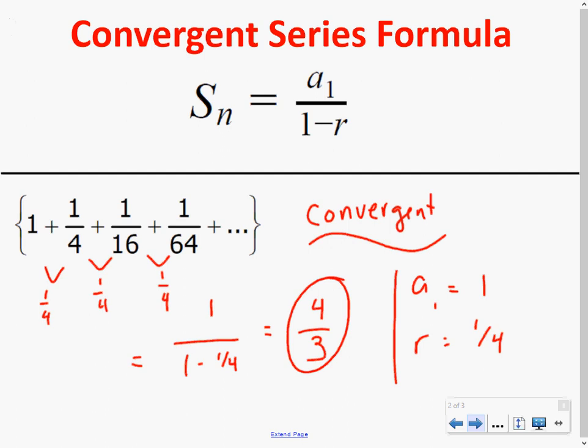Now, had I found that this series had a ratio of 2, I wouldn't have been able to do this, because then at that point, I have a divergent infinite series. I can't find a specific value that it's approaching. So this only works, one, if you have an infinite geometric sequence, and two, if that series, the sum of the sequence, is convergent, meaning the ratio is less than 1. Those things have to be in play in order for you to actually apply this formula here.